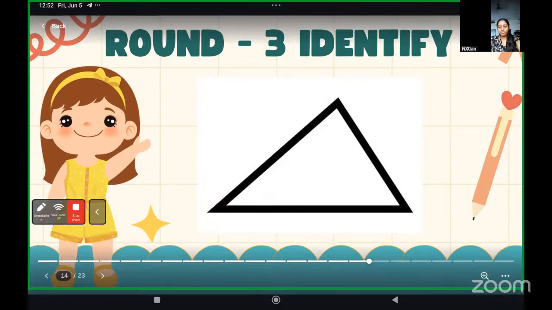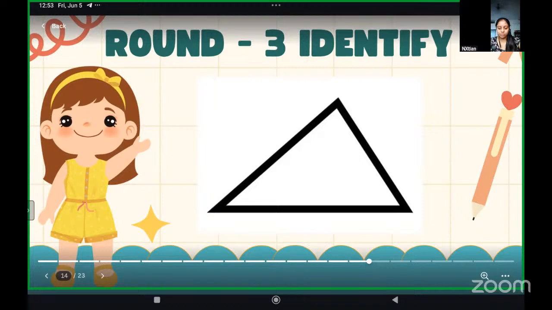And round 5, your Pythagoras theorem was correct. That Pythagoras theorem is that the square of the hypotenuse is equal to the sum of the squares of the other two sides of a triangle. That was correct. Now, after Joshua, we have Zoe.